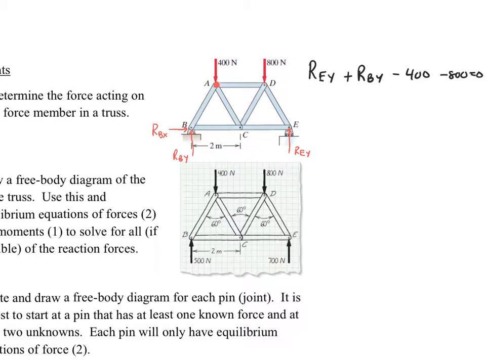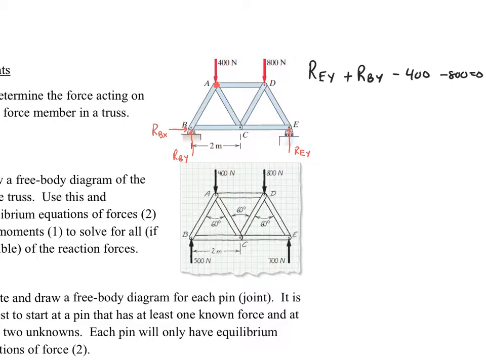And why do I equal 0 at the end? The goal for all these problems is that the structure isn't moving, so it's in a state of equilibrium always. So what I'm doing again is positive because they're pointing up, like in physics, negative because they're pointing down, and that equals 0.